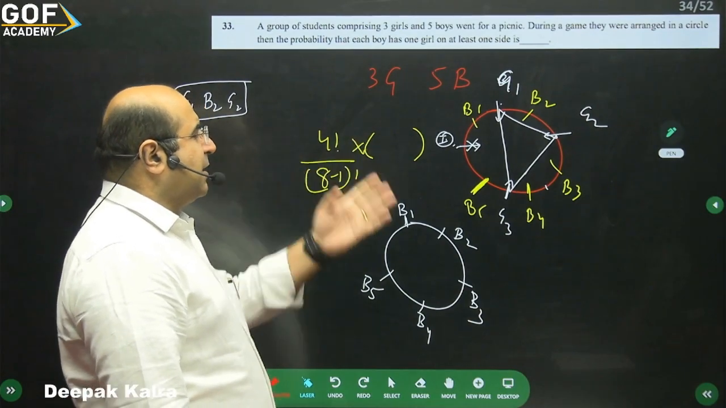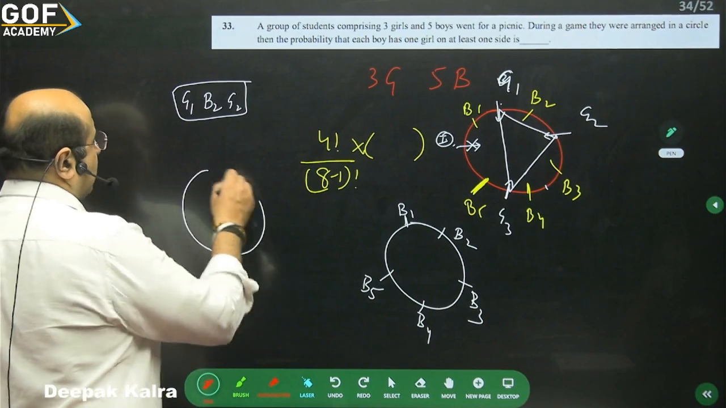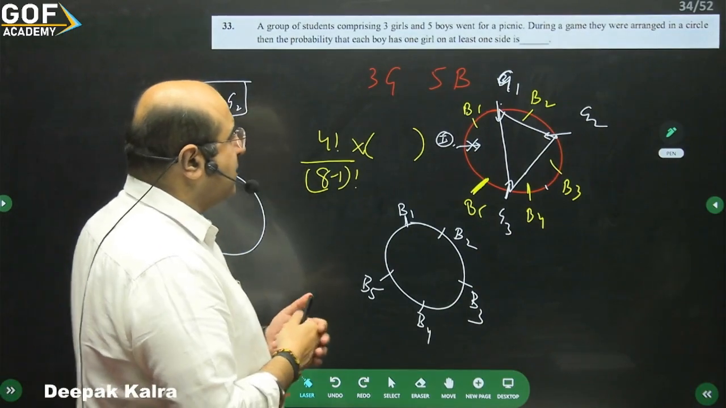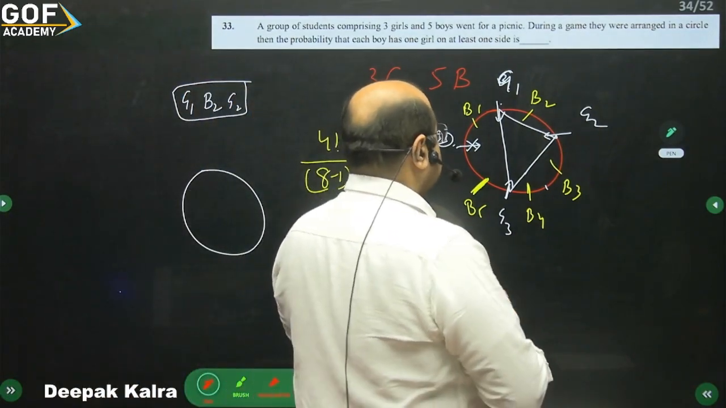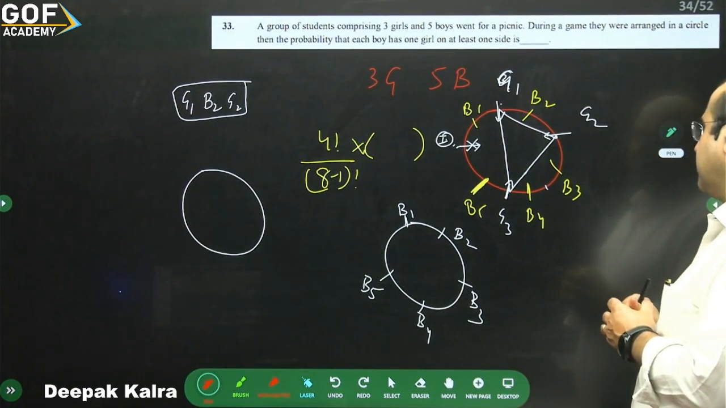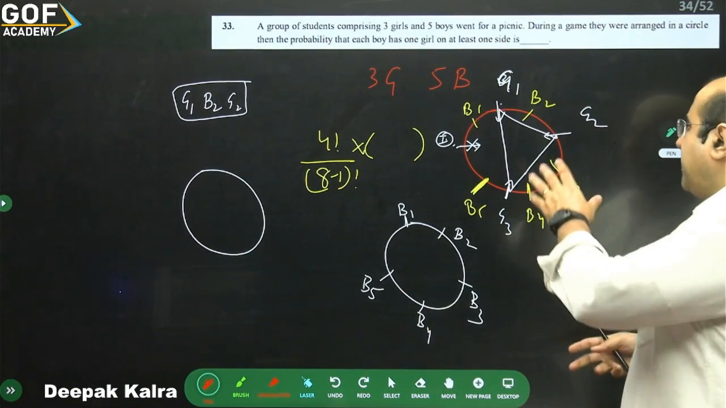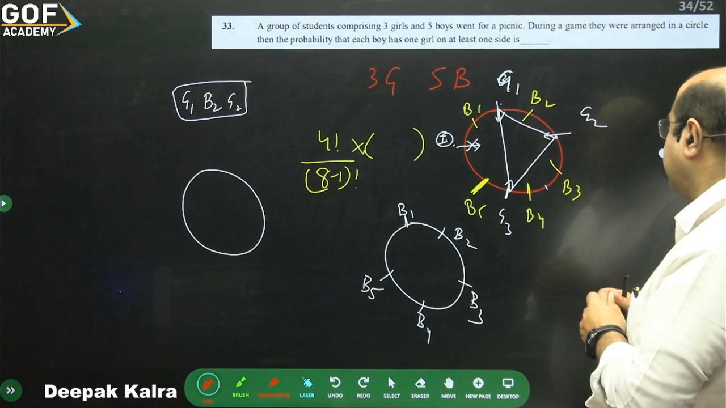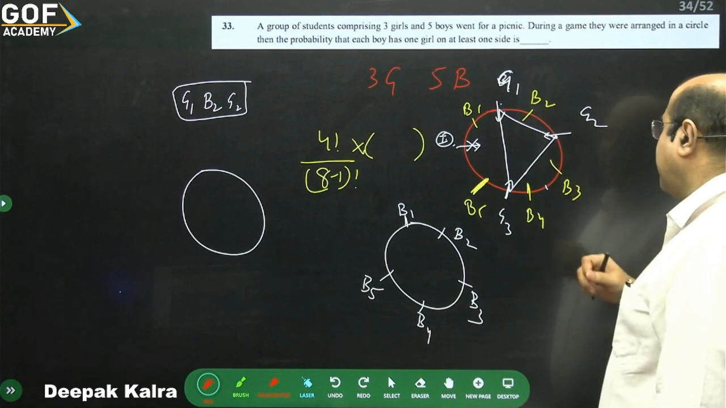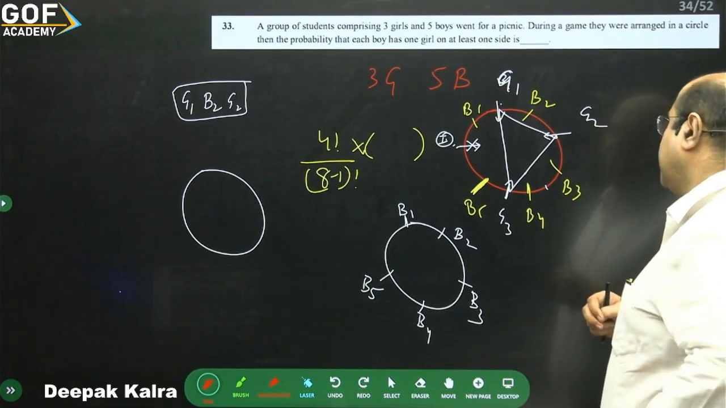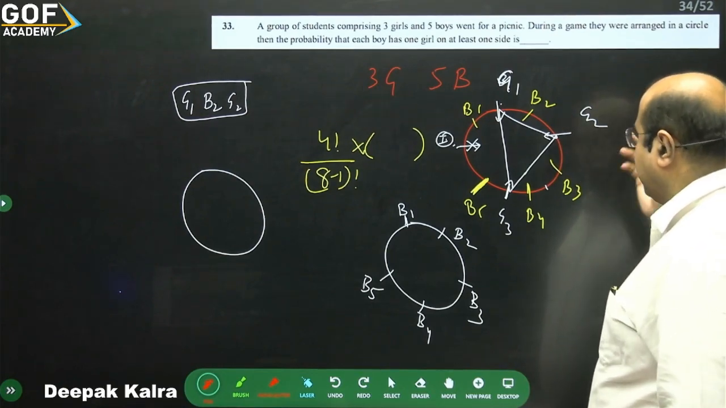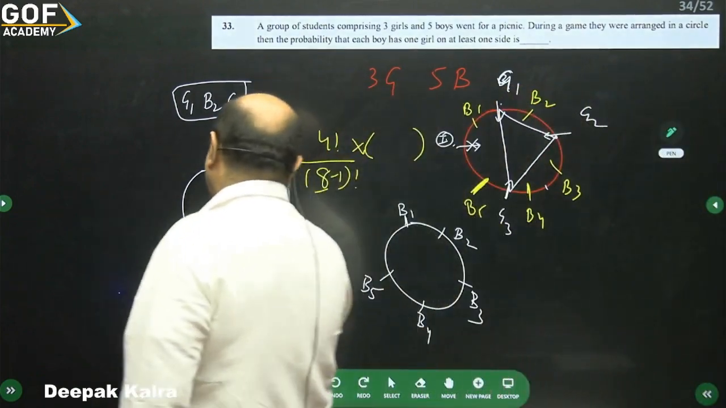So my concern is that I just want you to take it as if a pentagon is being formed, or an octagon is being formed, and the girls are to be settled like this. The cases we have to make are such that there should be exactly one boy between 2 girls, and a consecutive third girl should not be there. Total, out of that we subtract. Let me do it that way and see if the answer comes.